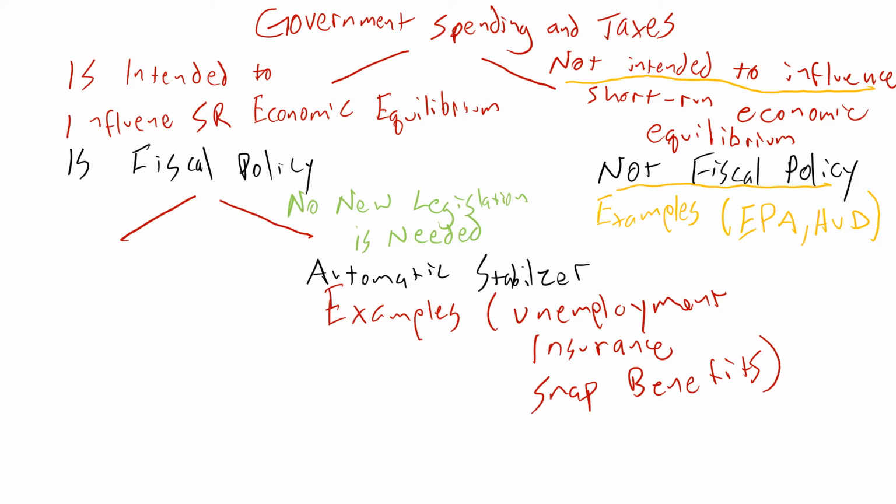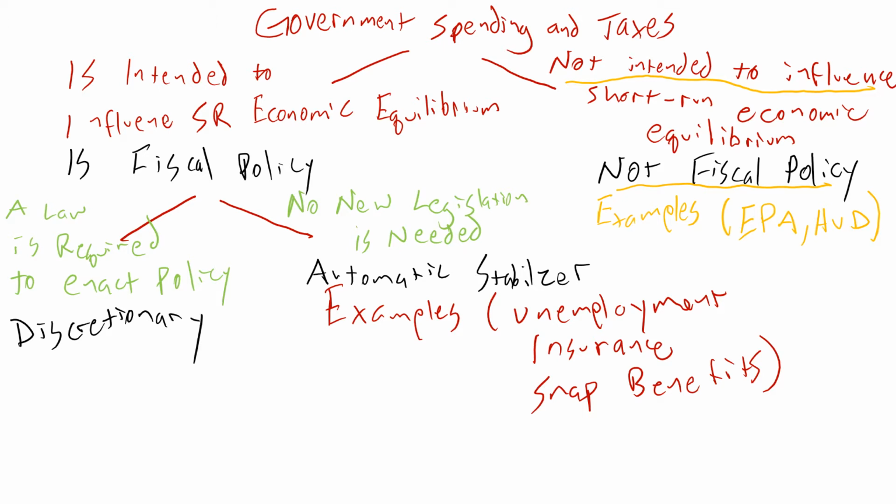And so, on the other hand, if new legislation is required, we'll say a law is required to enact policy, then this is considered discretionary fiscal policy. And we have two types of discretionary fiscal policy. We have expansionary and contractionary.